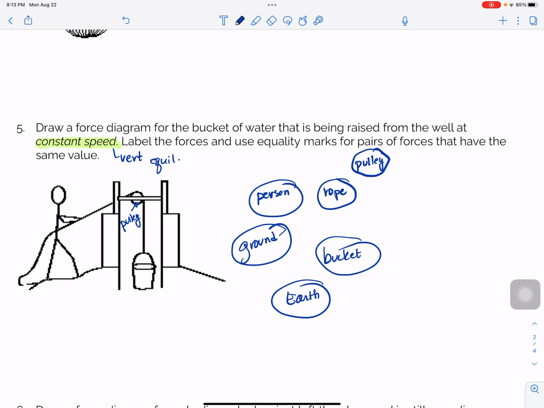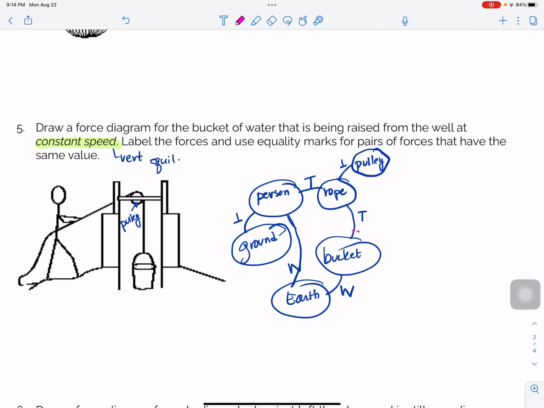All right, let's put down what's interacting with what. So the person is interacting with the rope, the ground, and the earth. And again, we have a pull on the rope, so that would be tension. We have a push on the ground, so that would be perpendicular. And then we have weight for the earth. The rope and the pulley are interacting with each other. That's a weird interaction. It is definitely a push, and so we're going to call that our perpendicular force. And then we've got the rope and the bucket, also a tension, it's a pull. And then bucket and earth is weight.